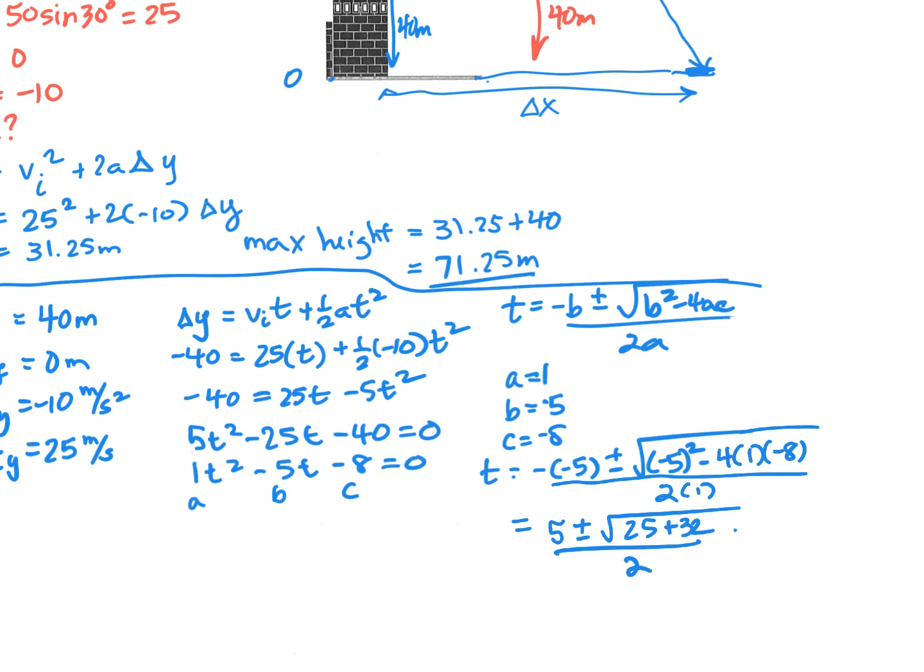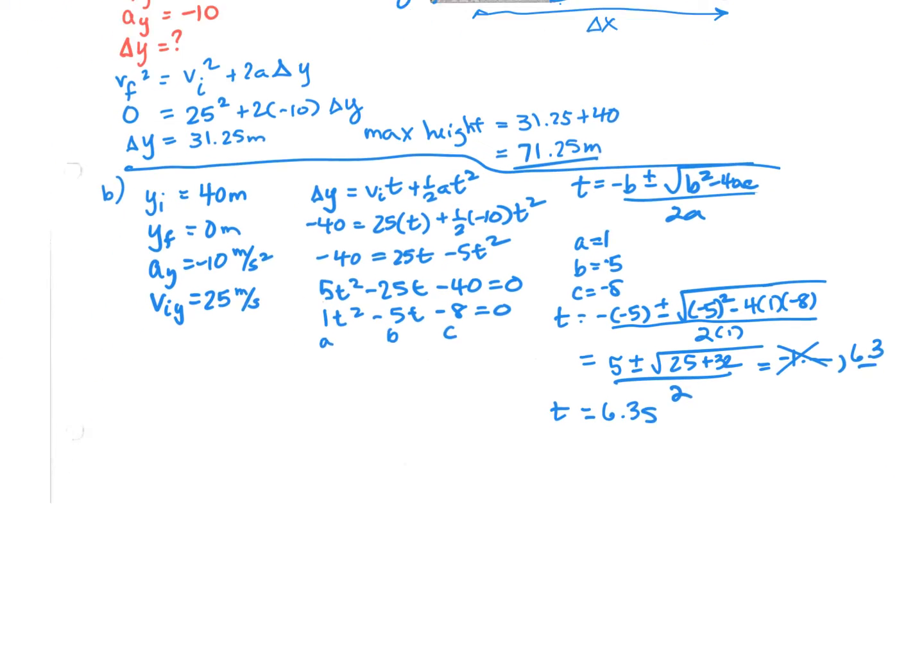All right. So what I get is like -1 point something, which I can't have because I can't have negative time, or I get positive 6.3. So time is 6.3 seconds in flight. Now, how does that help me?